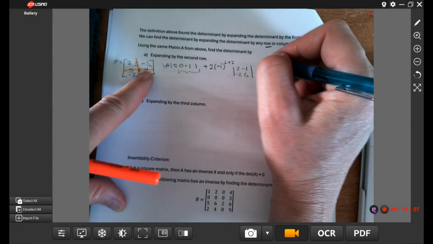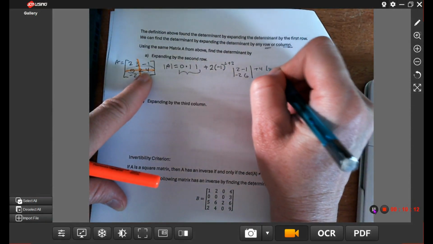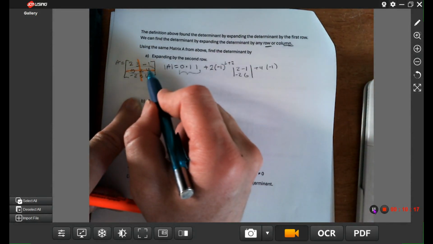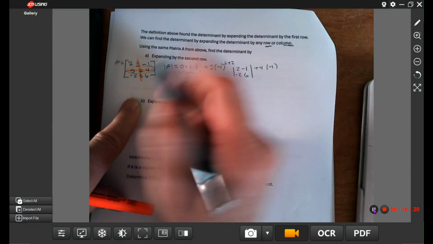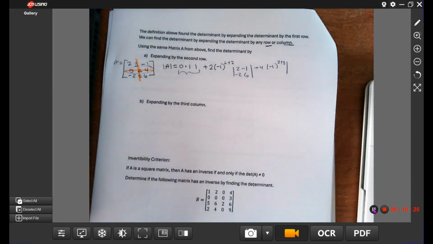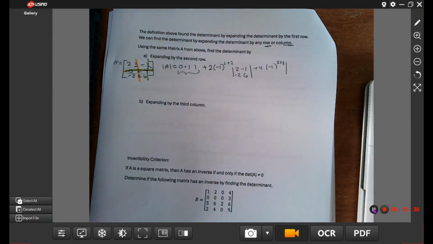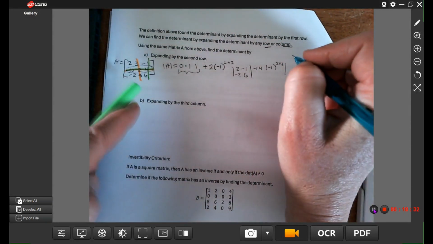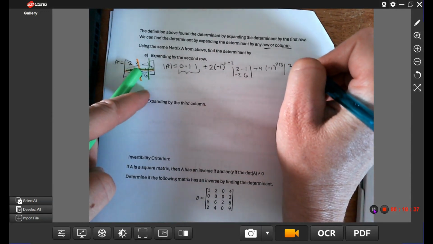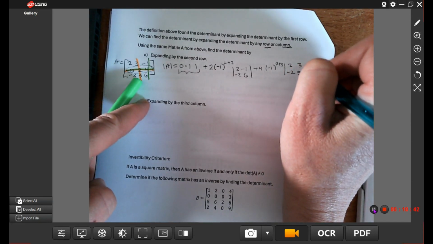Okay. And now I'm going to move on to the next entry in row 2 and add that, which is 4. And I get negative 1 to the exponent, row 2, column 3, so 2 plus 3. And then the remaining matrix, when I delete row 2, column 3, is 2, 3, negative 2, 5.